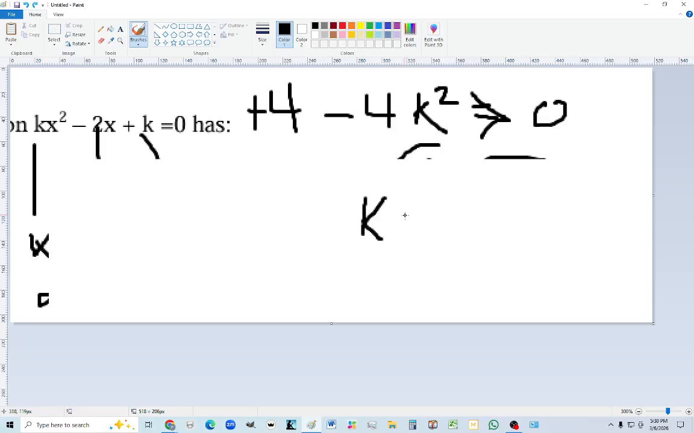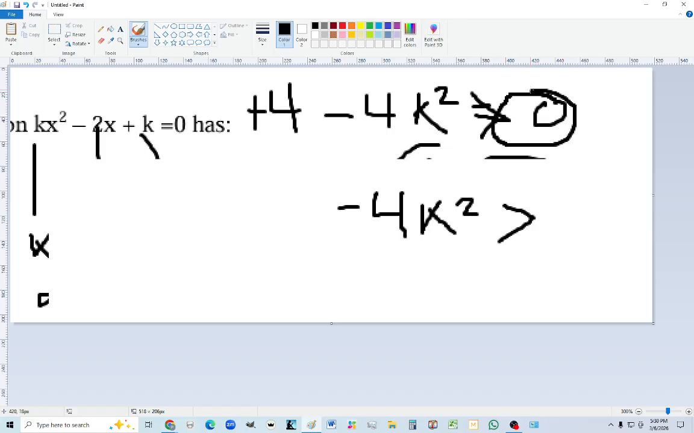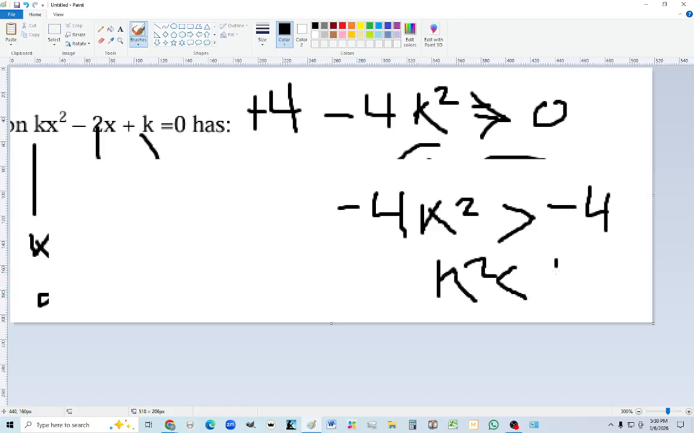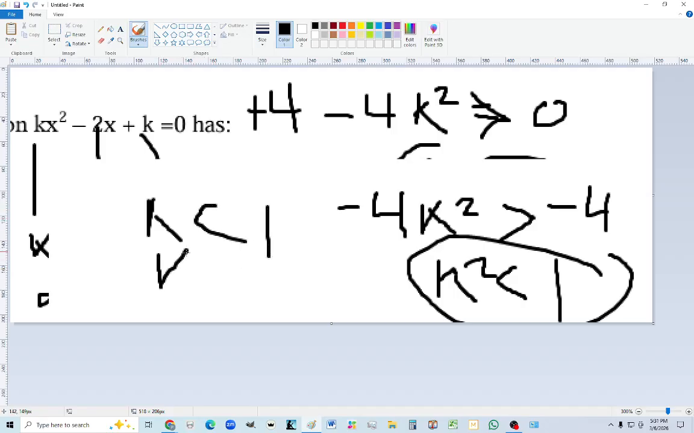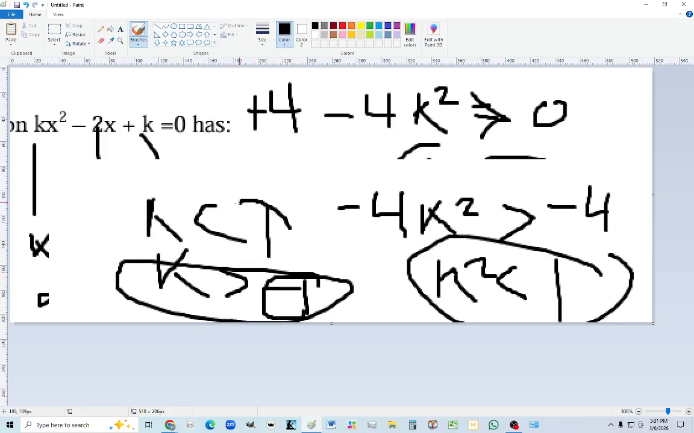Oh, I know where I screwed up. I screwed up my own stupid rule. When it's bigger than 0, it's got 2 real roots. But right here, when I divided by -4, I had to change the sign, smaller than 1. So there's a screw up right there. It's very easy to screw up. And when I square root it, it's either k is smaller than 1 or k is bigger than -1. So that means between -1 and 1, I have 2 real roots that are not the same.